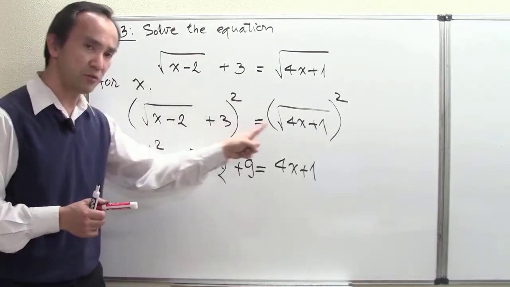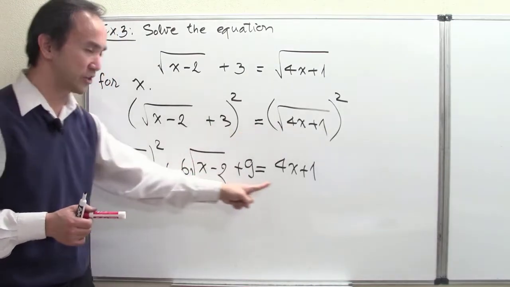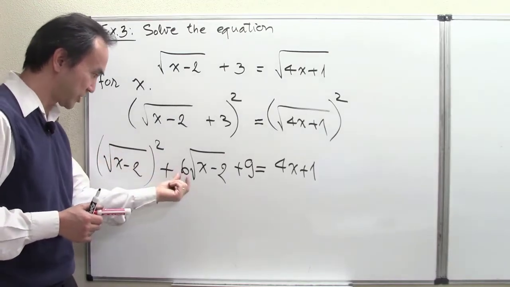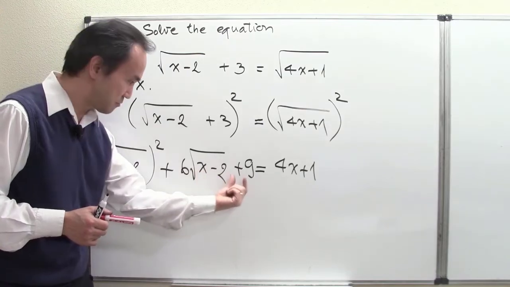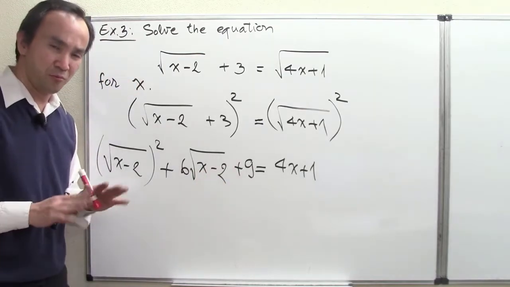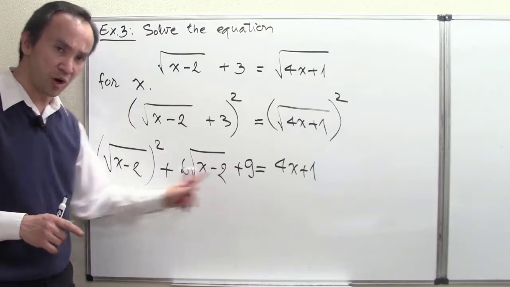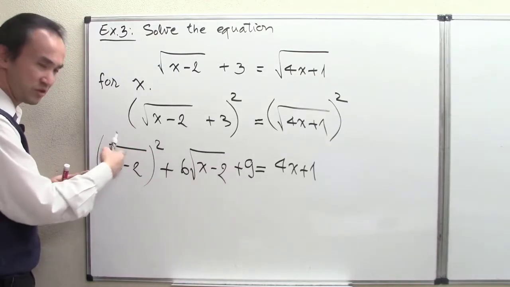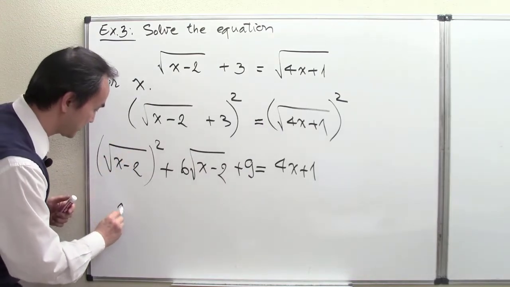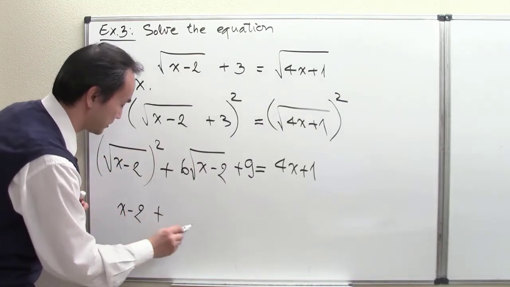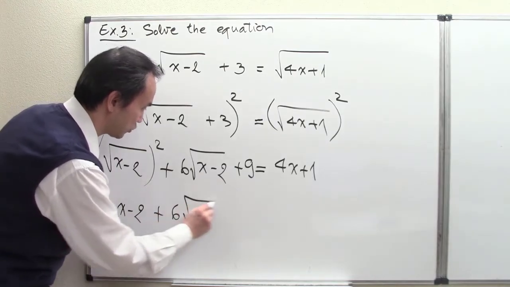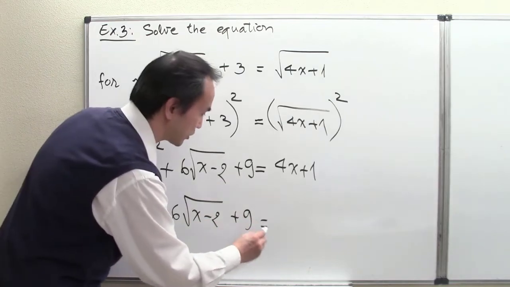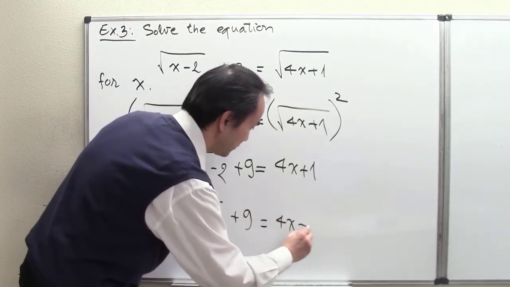So after squaring both sides of the equation, we have the following resulting equation. The square root of x minus 2, all squared, plus 6 times the square root of x minus 2, plus 9. One further step for this resulting equation. The square on that square root term will cancel the square root sign, making it x minus 2 plus 6 square root of x minus 2 plus 9. And that equals 4x plus 1.